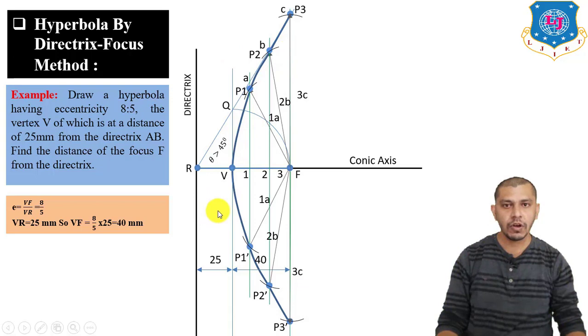And if you want to draw a normal and tangent in the directrix and focus method, the method will remain the same as we have discussed in the last two sums.